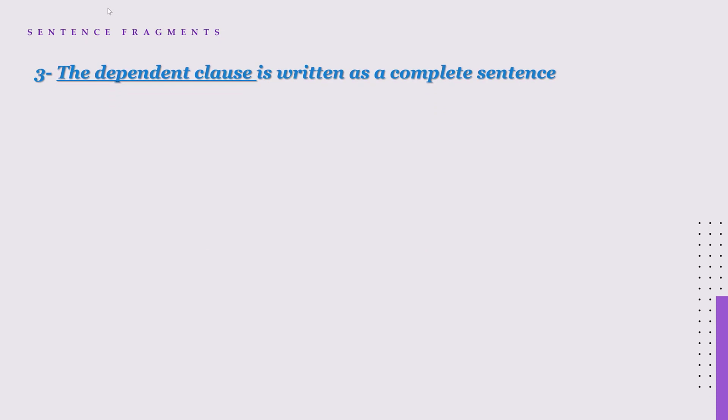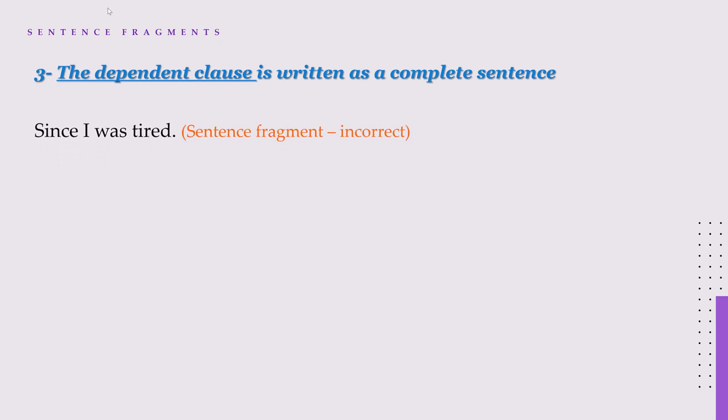The dependent clause is written as a complete sentence. As you know, a dependent clause is a group of words that can have a subject and a verb, but doesn't express a complete thought. Just a main or independent clause can stand alone as a complete sentence and express a complete thought.